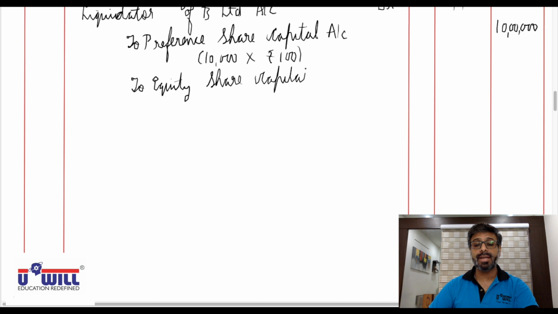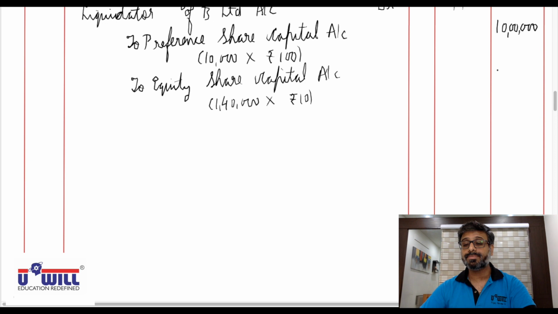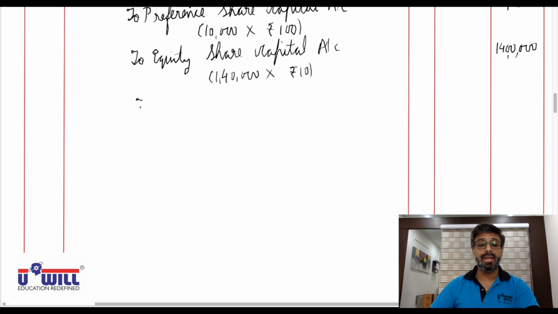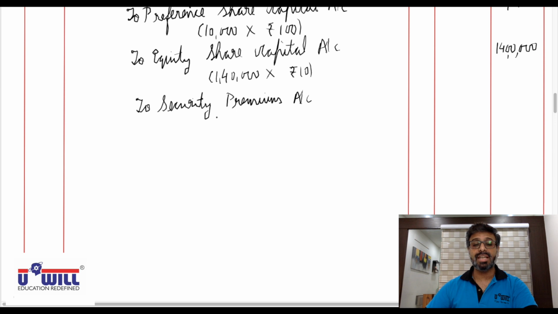To equity share capital account, 1,40,000 total equity shares are issued to both the companies and face value is 10 rupees, so 14 lakhs. And now both equity and preference shares are issued at premium. So credit securities premium account. What premium? Preference shares are issued at 150 rupees, so 50 is premium, 10,000 into 50 plus. Equity shares are issued at 30 rupees, so 20 rupees is premium, so 1,40,000 into 20.